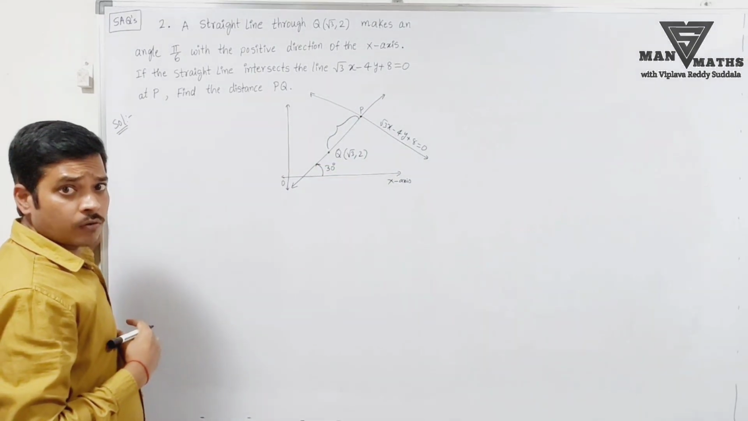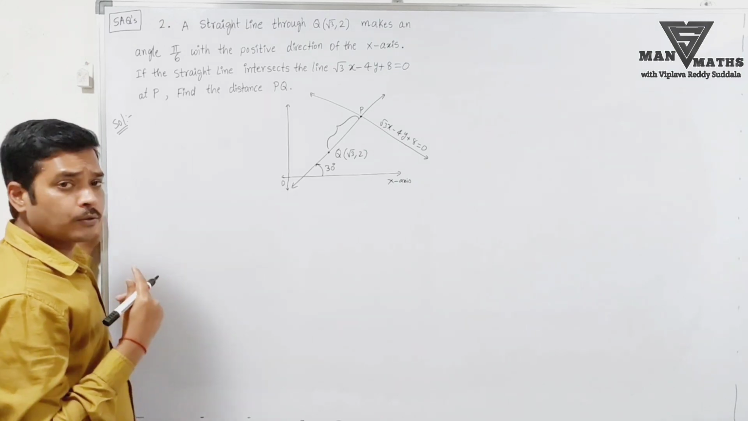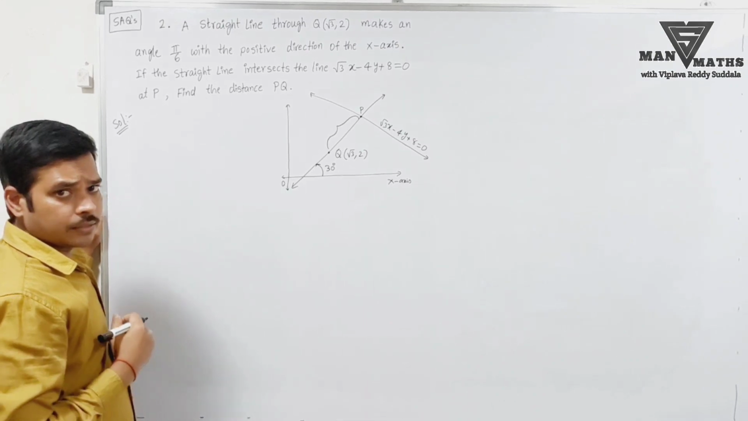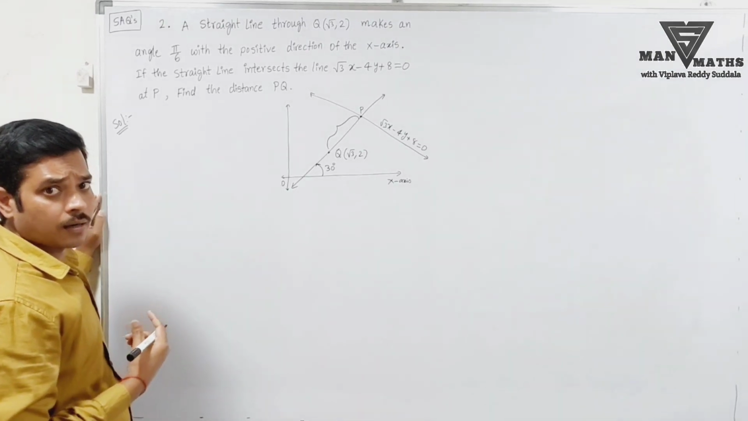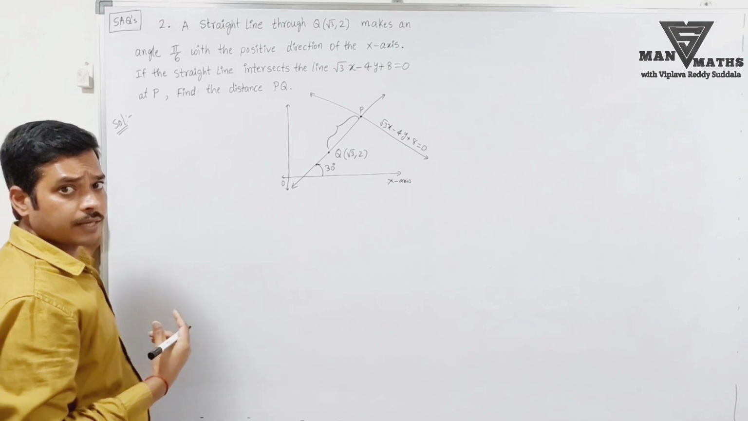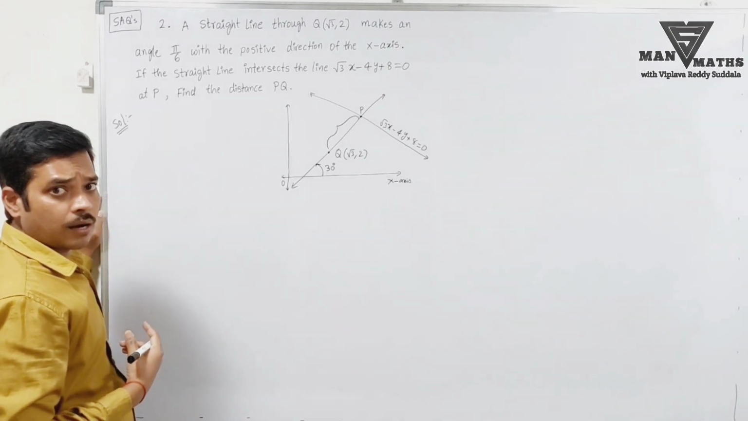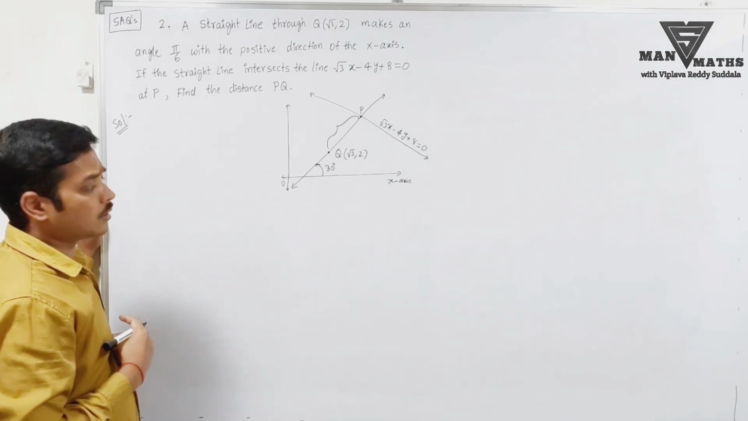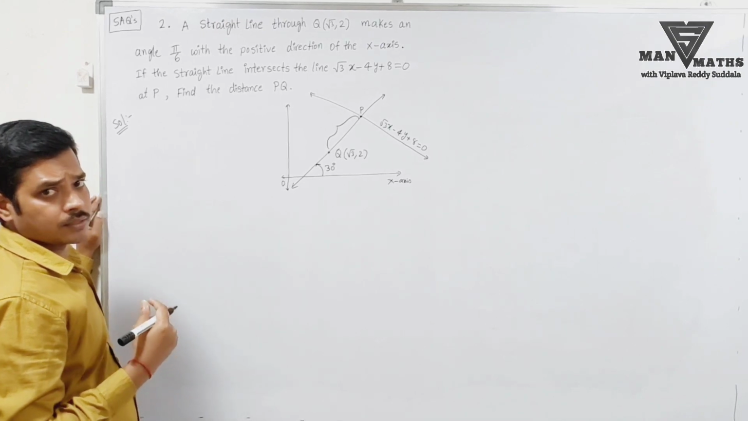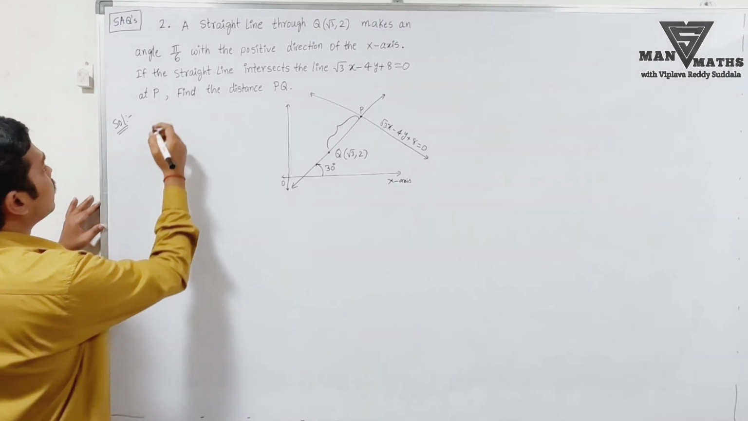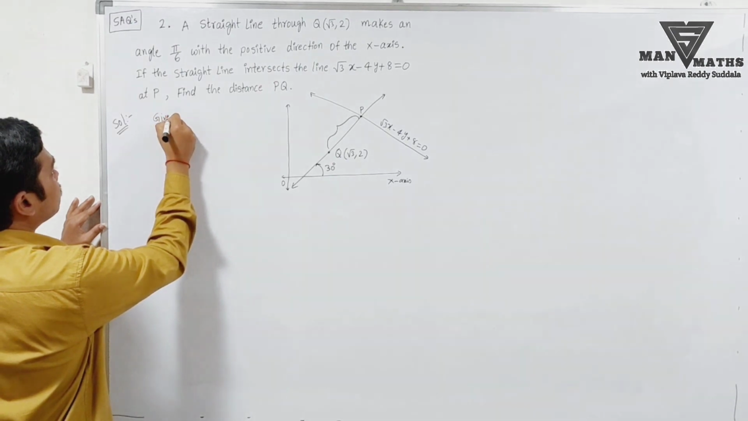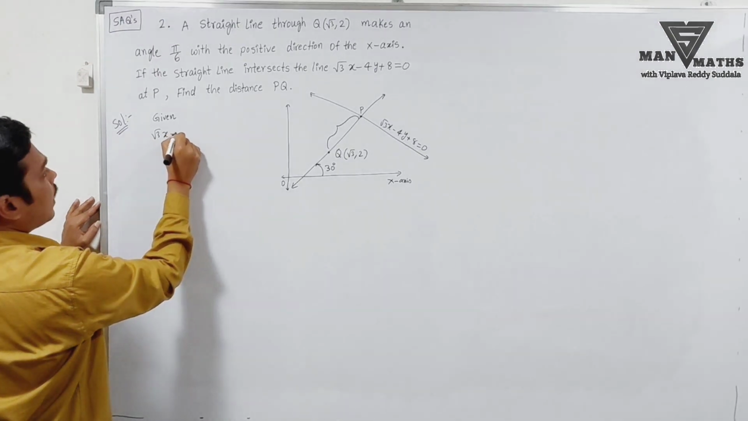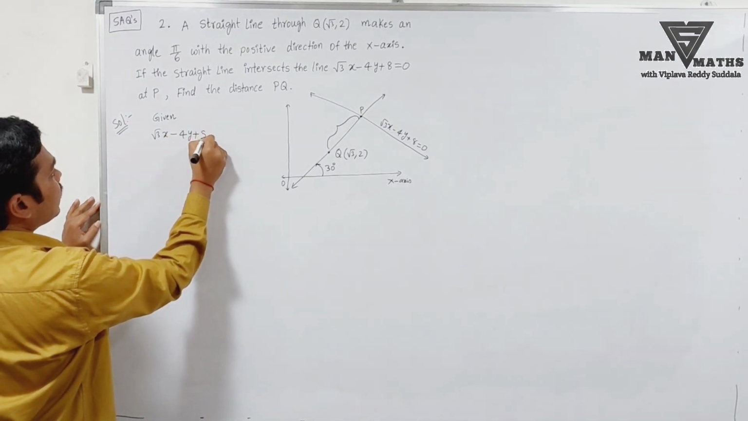This can be solved in two different ways. By using the parametric equation of a straight line concept, it will be easy. Apply parametric points on a straight line. We know the parametric points of a straight line: x is equal to x1 plus or minus r cos theta, y is equal to y1 plus or minus r sin theta. The given equation is root 3x minus 4y plus 8 equal to 0.